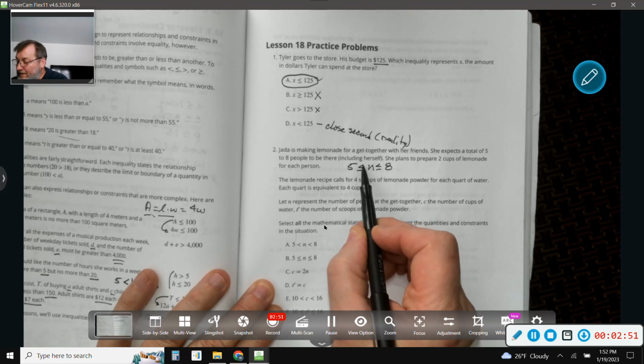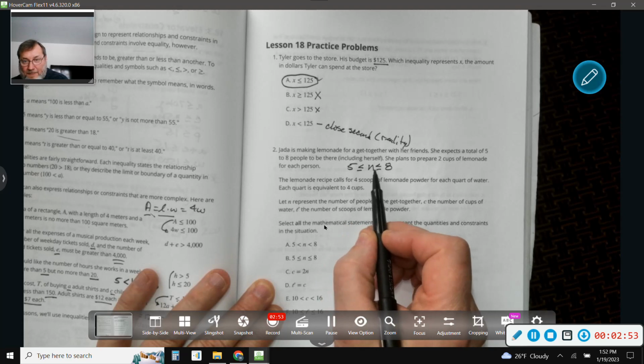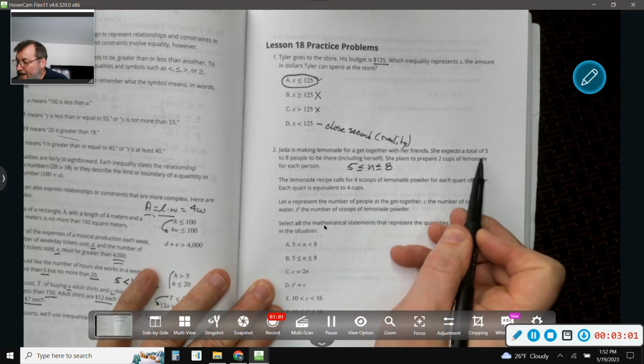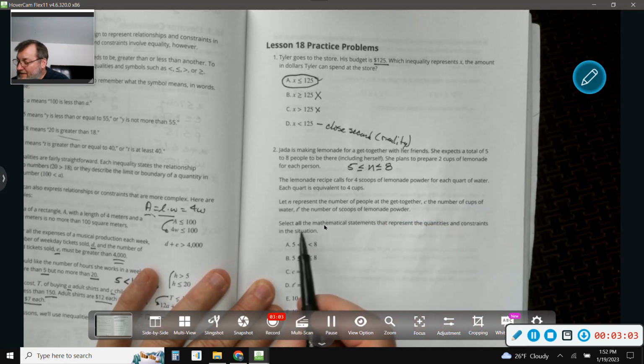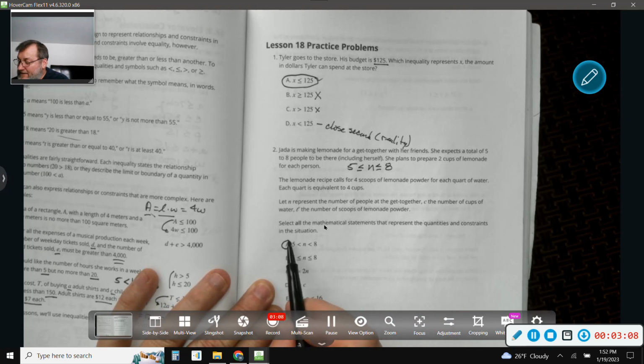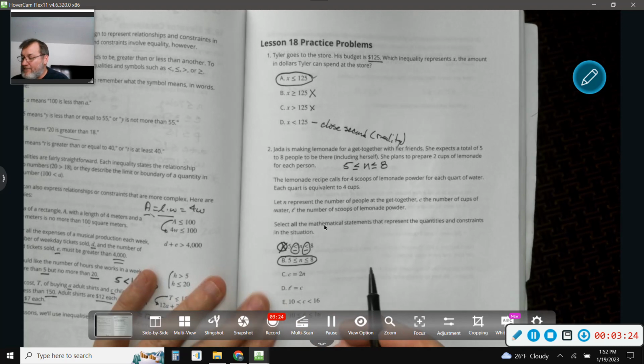So I'm thinking it's going to be this: the number of people can be greater than or equal to 5, but the number of people has to be less than or equal to 8. That is what I think she's going to get out of this top one, 5 to 8 people. It says down here, select all math statements that represent the quantities and constraints. Is it A? Well, this needs to be less than or equal to. So I'm not going to choose A, because these symbols are a little bit off. I want them to include the number 5 and the number 8. So I'm thinking that B here is a good answer.